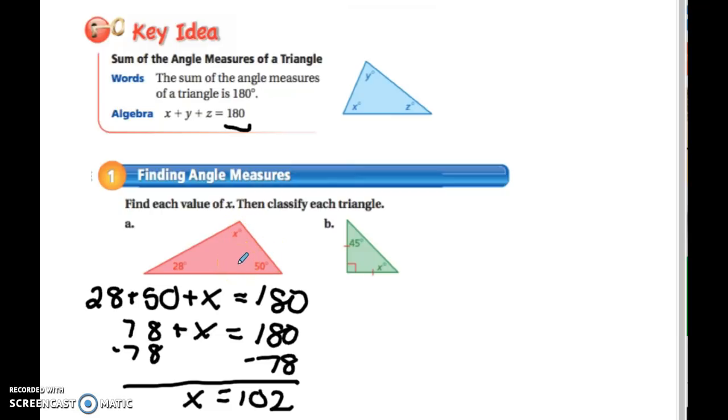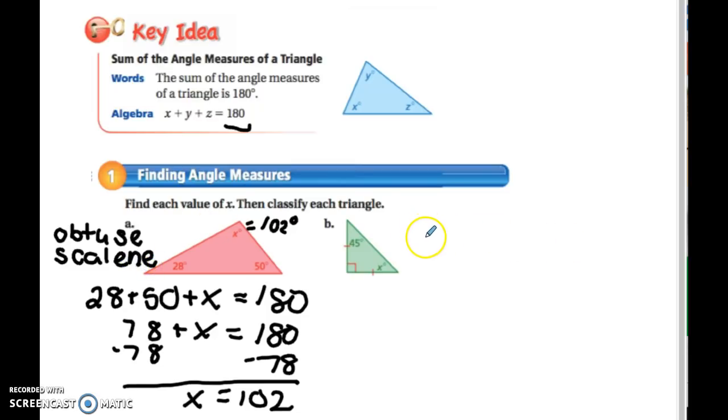It also wants us to classify the triangle. So now that we know here that this angle is 102 degrees, that is an obtuse angle, so this is going to be obtuse. And no sides are the same, scalene. So this is an obtuse scalene triangle.